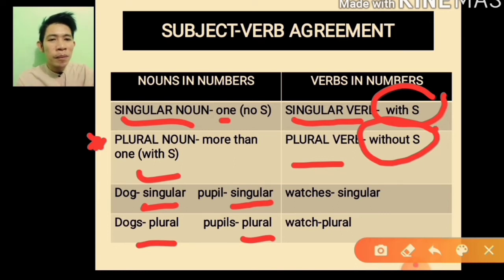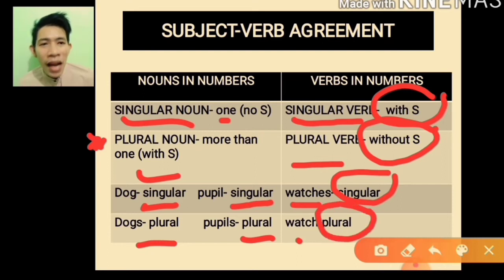Let's take this example: watches. The word watches ends with S. Tama? And that is singular. The word watch, there is no S with that, so that means that is plural. Yan yung kaibahan ni verbs in numbers and nouns in numbers. So, again, hindi lahat ng salita that ends with S ay plural na. Hindi po. Kasi there are words that have connotation as well, talking about verbs in numbers and nouns in numbers.